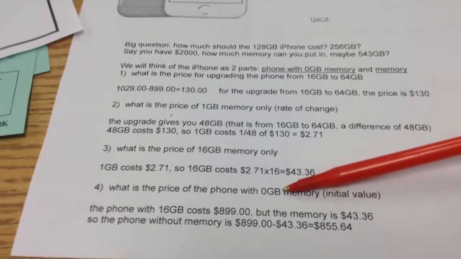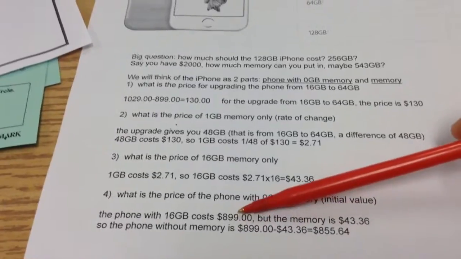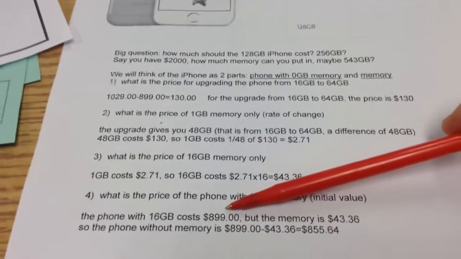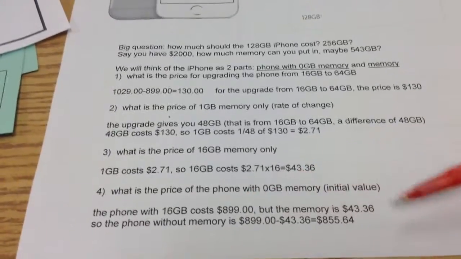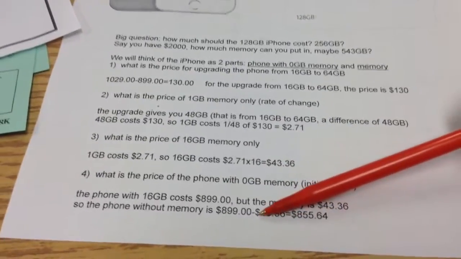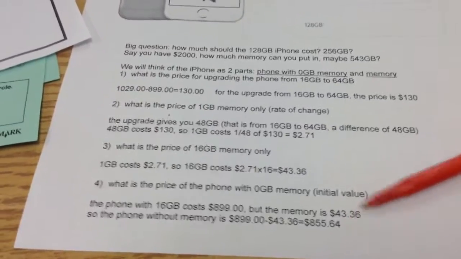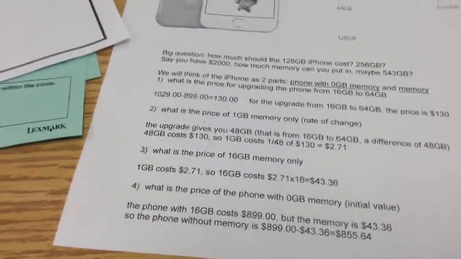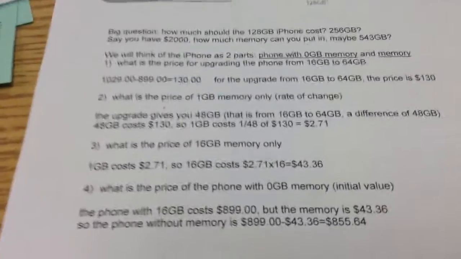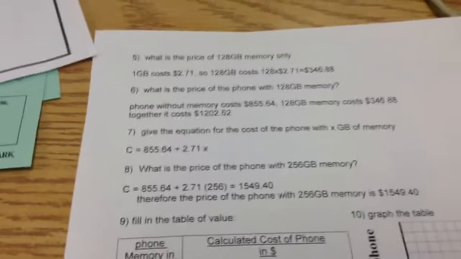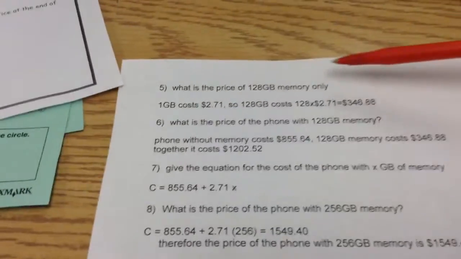So now that you know how much the memory costs, you can find out the cost of the phone without memory, right? So the phone itself costs, with the memory, $899, but the memory is only $43, so you subtract that. The phone without memory is $855.64. So that's the phone without the memory. You're paying for the screen, the battery, the camera, whatever else is in the phone, right?